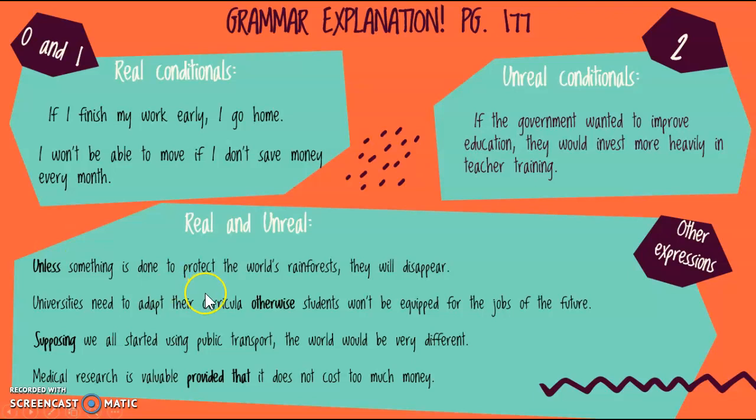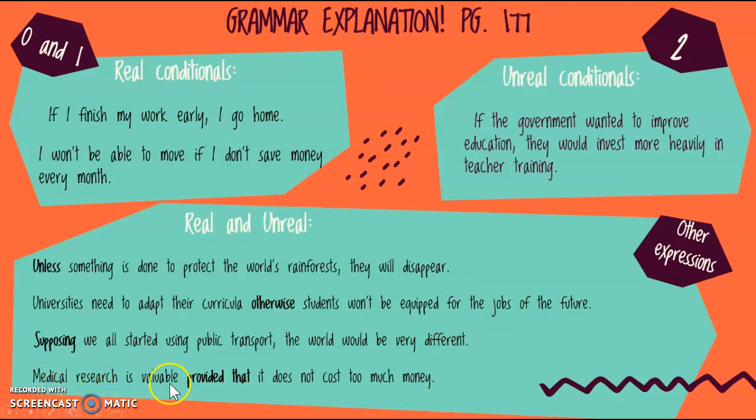Or a sentence with conditions. Universities, which is the second example, need to adapt their curricula. Otherwise, de otro modo, students won't be equipped for the jobs of the future. Supposing we all start using public transport, the world would be very different. I'm sorry. Suponiendo que todos empecemos a utilizar transporte público. That is another way to make a conditional. A cause and the consequence. Same here, the cause and the consequence.